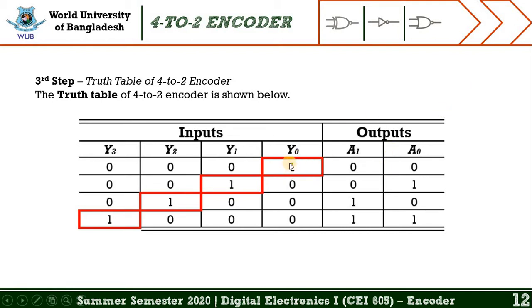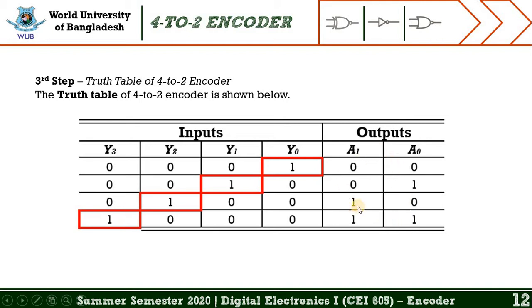So the first row represents 1 0 0 0. Since y0 is already activated, the next step y0 is not activated. After y0, y1 should be activated in the second step. So the second row is 0 1 0 0, and in this way the rest of the cases are 0 0 1 0 and 0 0 0 1.